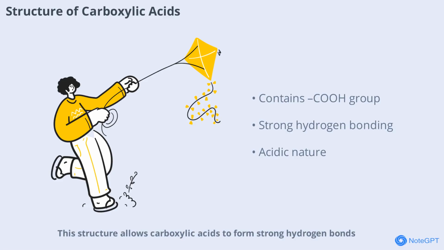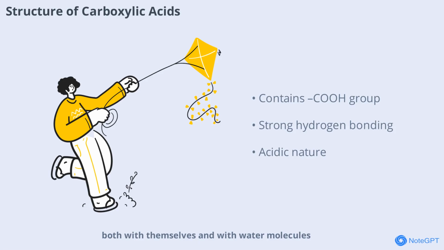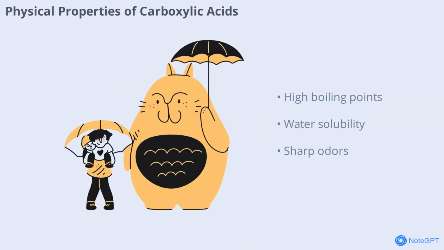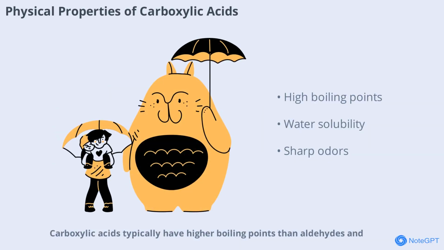This structure allows carboxylic acids to form strong hydrogen bonds both with themselves and with water molecules. The ability to donate a proton, H+, makes them acidic, and this property is central to their behavior in chemical reactions. Carboxylic acids typically have higher boiling points than aldehydes and ketones due to their ability to form strong hydrogen bonds. Many lower carboxylic acids are soluble in water, but as the carbon chain length increases, solubility decreases. They often have sharp, unpleasant odors, especially in the case of short-chain acids like acetic acid. These physical properties influence their uses and handling in various industries.